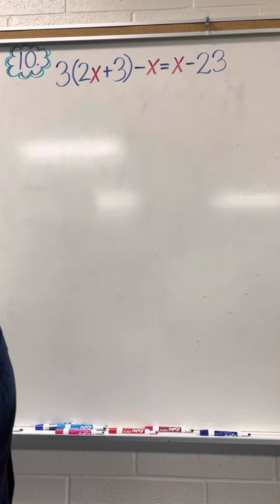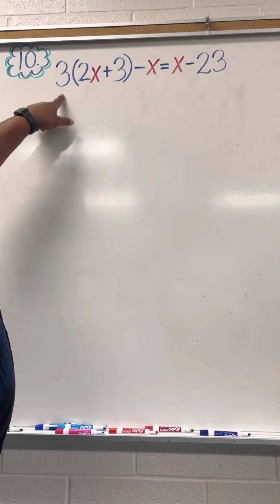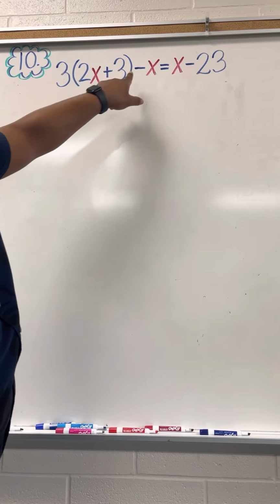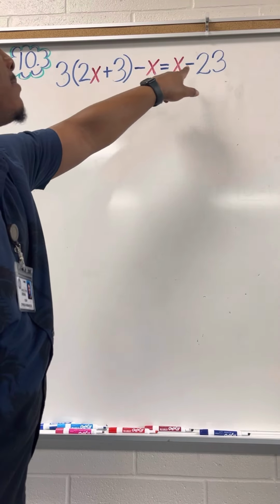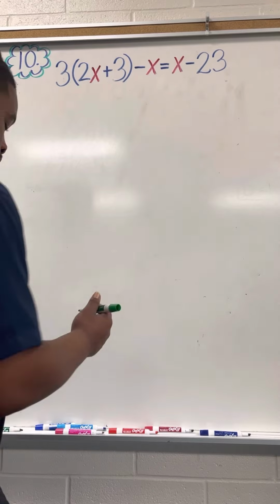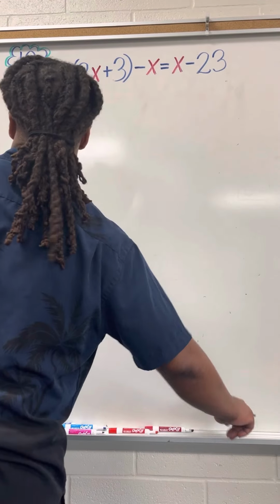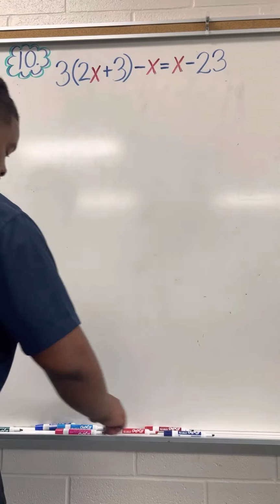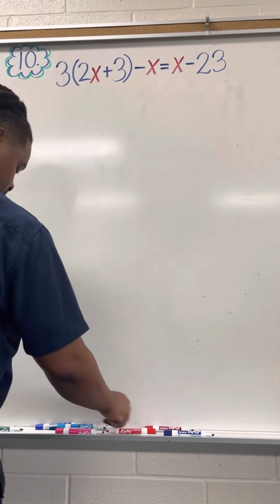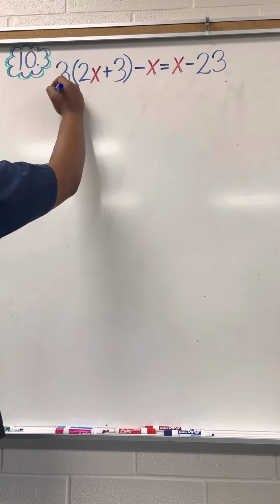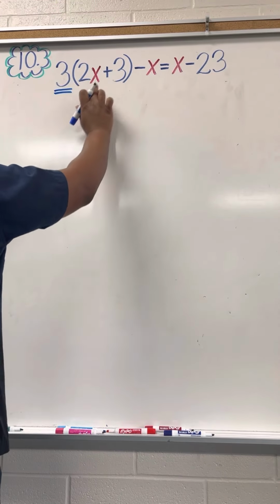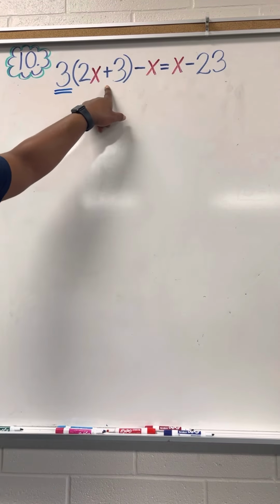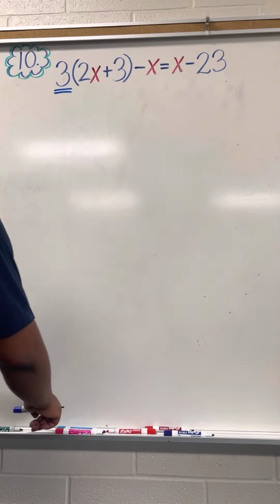I see that I have a multi-step equation of 3 times parentheses 2x plus 3, parentheses close, minus x equals x minus 23, okay? So the first thing that we have to do is to distribute, because as you can see, there's a number, which is 3 in this case, that is attached to the outside part of a parentheses, which means that we have to multiply everything within the parentheses by 3, okay? So let's go ahead and do that.